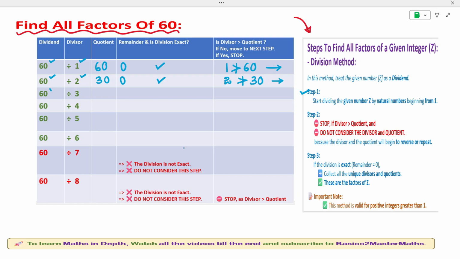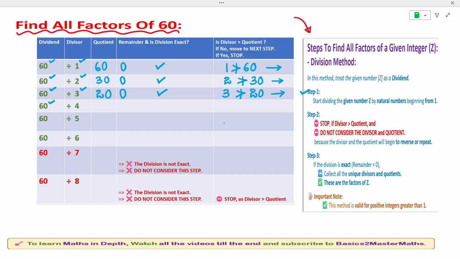When we divide 60 by 3, we get 20 as the quotient and 0 as the remainder. So, this division is exact. In this case, the divisor 3 is not greater than the quotient 20. So, move to the next step.